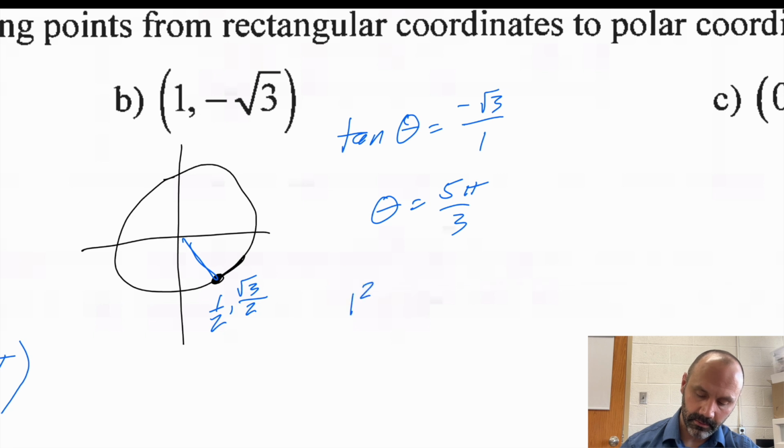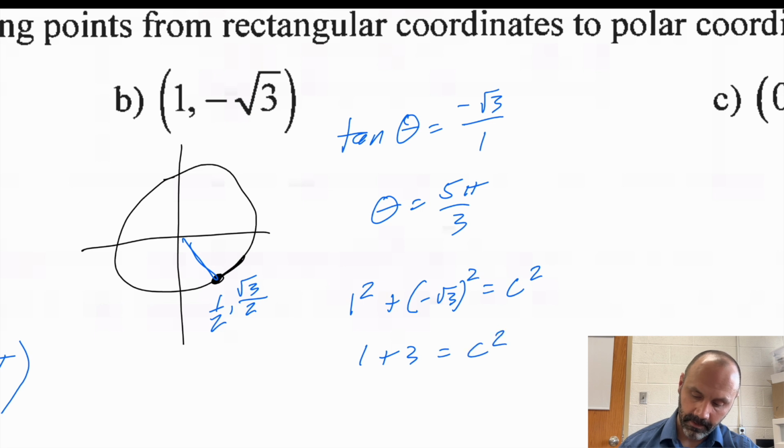Now let's take a look at the Pythagorean theorem. So 1 squared plus negative root 3 squared equals c squared. So this is 1 plus 3 equals c squared. And so 2 is equal to c. So the coordinates are 2 comma 5 pi over 3.